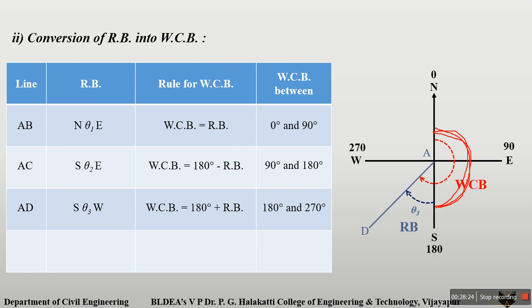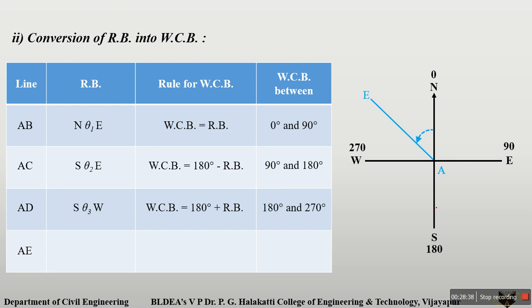Then last, the line is present in the fourth quadrant. In the fourth quadrant, the quadrantal bearing is measured from the north direction towards the west. That is theta 4. We can represent this theta 4 like this: N theta 4 W.